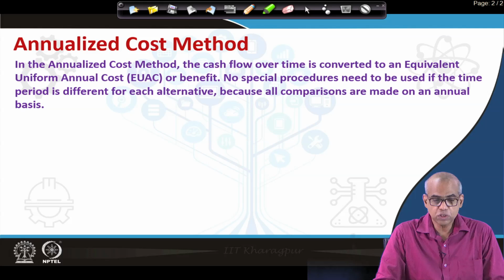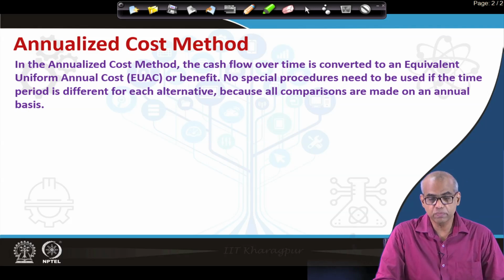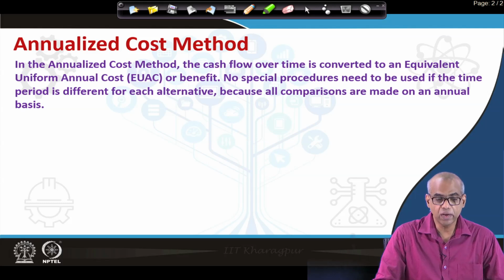In the annualized cost method, the cash flow over time is converted to an equivalent uniform annual cost or benefit. I repeat, in the annualized cost method, the cash flow over time is converted to an equivalent uniform annual cost or benefit. Equivalent uniform annual cost is also known as EUAC.